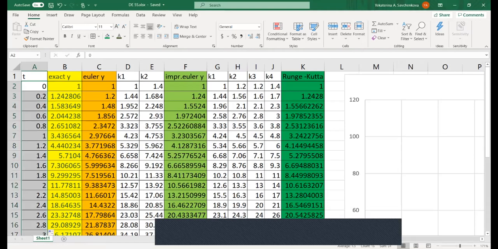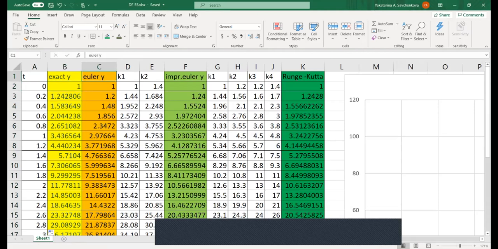For the exact value, I put a formula here. I just literally entered 2e^t, A2 is going to be the value of t at 0, minus A2, which is also t, minus 1. And that's going to be the exact solution.